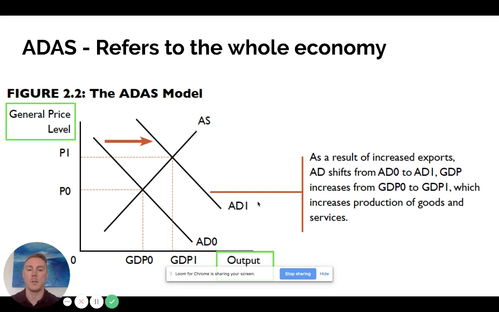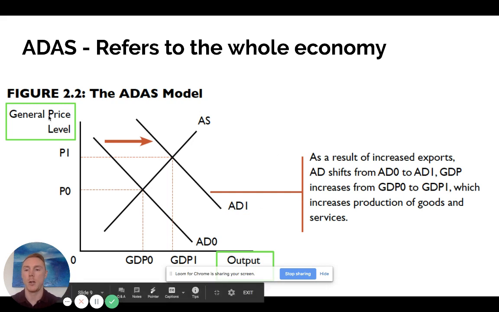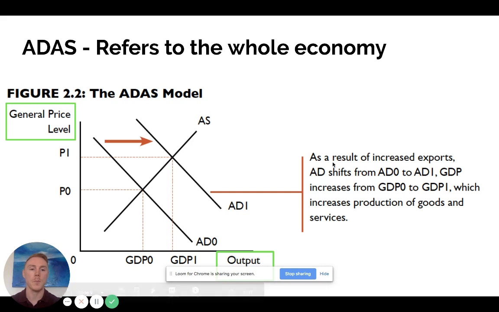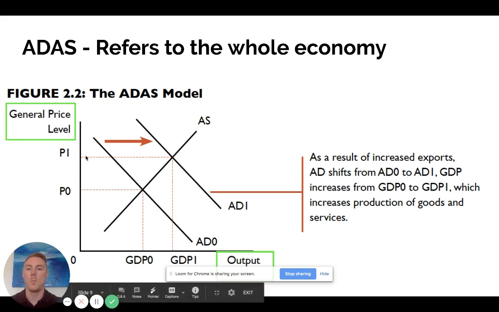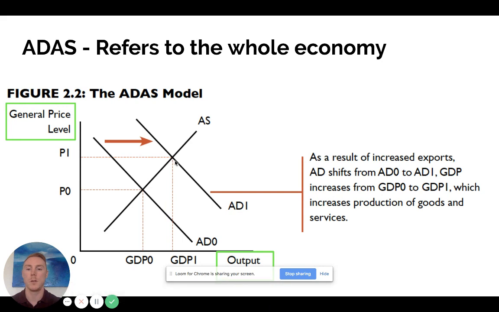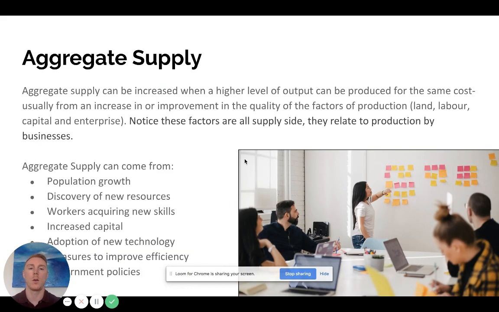And we can see that on this model here. So we've got output and general price level on our axes. As a result of increased exports, the aggregate demand curve shifts to the right and GDP increases. So we've got aggregate demand here initially. We increase our level of exports, so aggregate demand is going to shift up and to the right. We're going to increase the level of GDP, but we're also going to see prices rise. So we'll see an increase in inflation, and increased production of goods and services. So that's a model to show how economic growth occurs from aggregate demand.